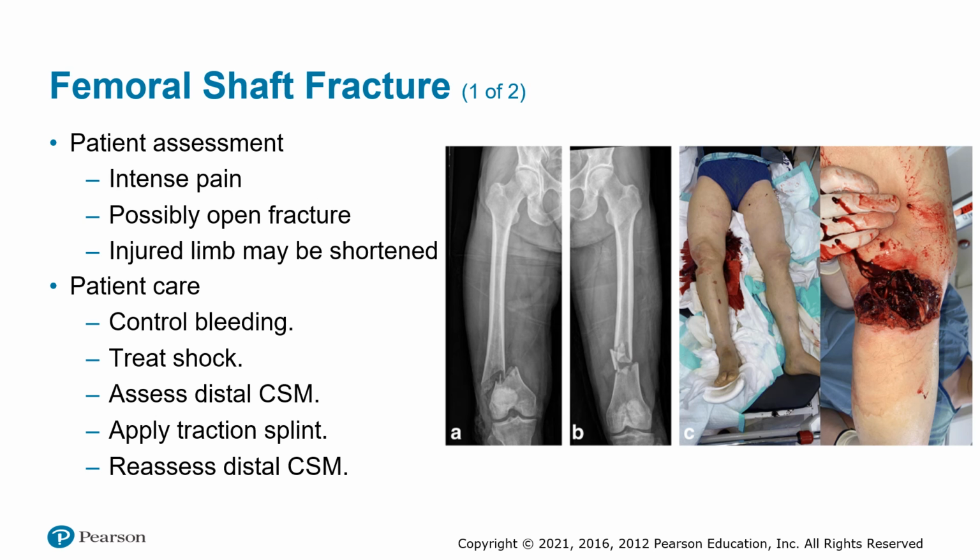Femoral shaft fractures. So this is going to cause intense pain, possibly open, and the injured limb may be shortened as well. In that middle picture, you kind of can see some shortening in his leg. We're going to control bleeding, treat for shock, assess the distal PMS, apply a traction splint, and reassess distal PMS after we apply the splint.